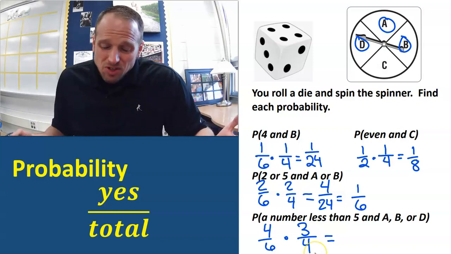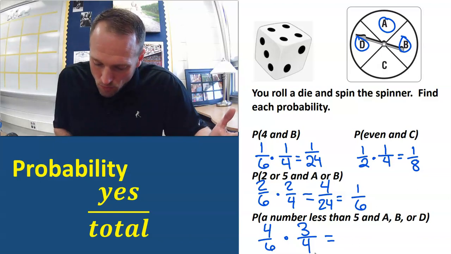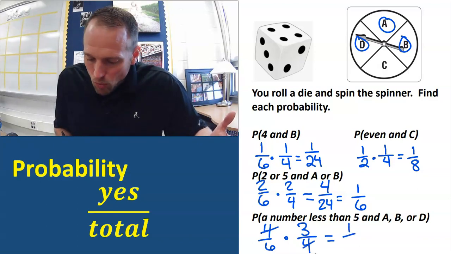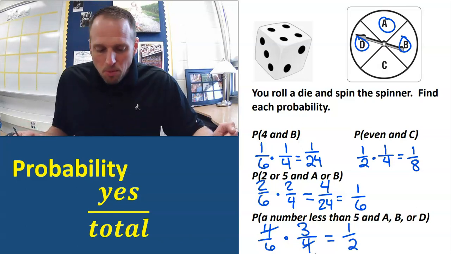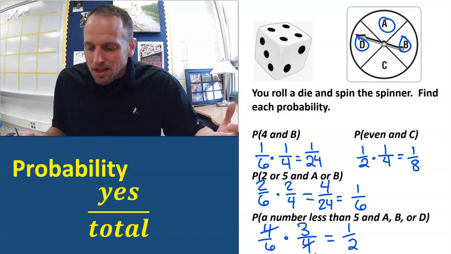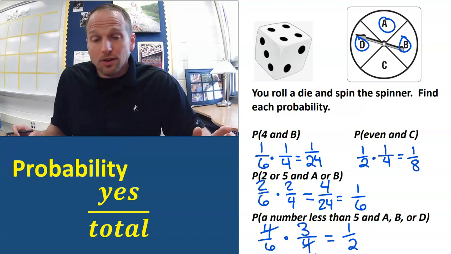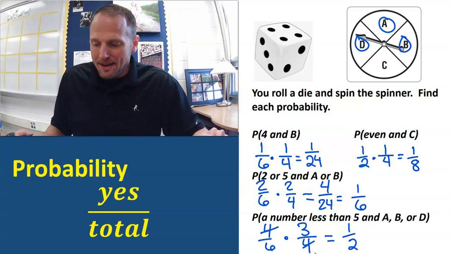Well, I'm just going to reduce this right away. Those 4s, those are going to cancel. And 3 over 6, that's just going to be 1/2. So the probability of getting a number that's less than 5 on the die and an A, B, or D on the spinner is going to be 1/2.